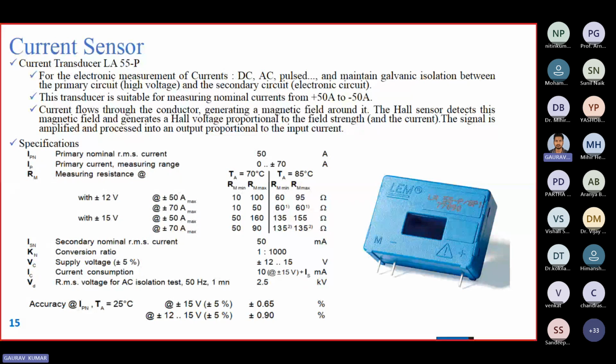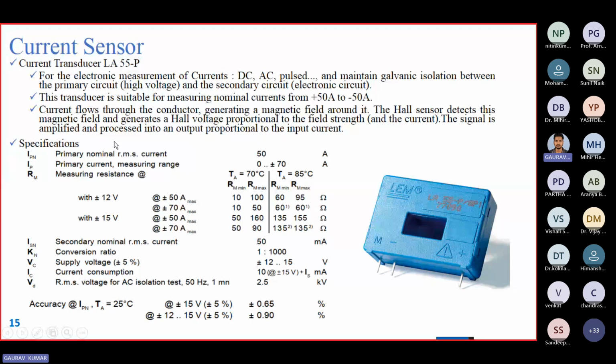In the current sensor also, we want the output to be 3 volt or 5 volt. Whatever sensor you are designing, voltage sensor or current sensor, at last the sensed output you have to give to the microcontroller or Arduino, which is 3 volt or 5 volt. So at that time, since the secondary voltage is always fixed, here we can sense the maximum current of plus 50 ampere to minus 50 ampere.